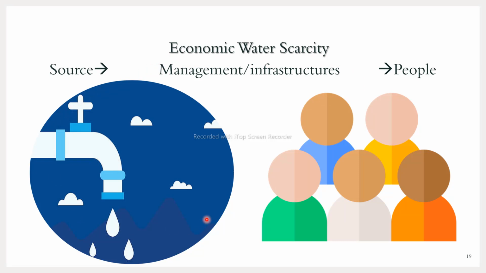Let's assume there is a good source or a good amount of water to supply and cater to the needs of people of a particular region. But due to improper management or infrastructure, the water from the source is not reaching the people present in that region. The water is unable to be supplied from the source to the people. So there is a scarcity of water due to improper management or infrastructure. This kind of water scarcity is called economic water scarcity.